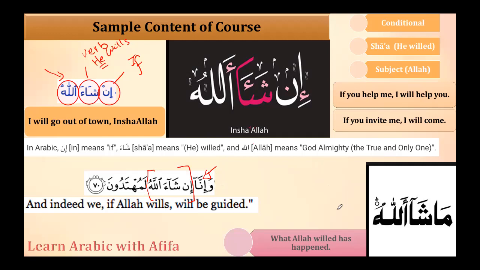All right. So if we look at now this statement, MashaAllah, ma also has many meanings, but here it means what. Sha'a, it's the same verb right here. Sha'a Allahu. Again, Allah is the subject of this verb, meaning what Allah willed has happened. This is what the meaning is of MashaAllah.